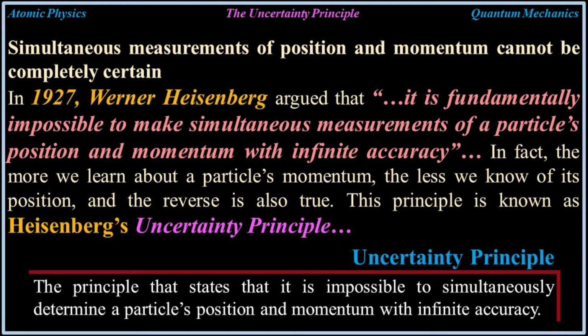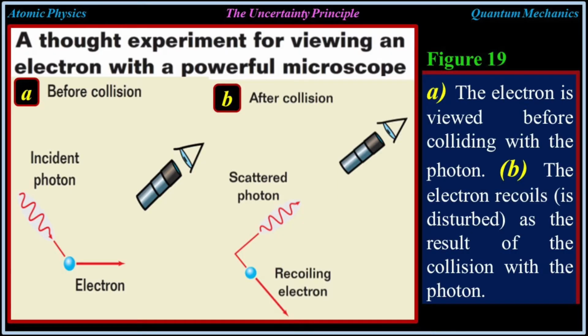Uncertainty principle: the principle that states that it is impossible to simultaneously determine a particle's position and momentum with infinite accuracy. Figure 19a: the electron is viewed before colliding with the photon. Figure 19b: the electron recoils, disturbed as the result of the collision with the photon. Study carefully Figure 19 related to Heisenberg's uncertainty principle.